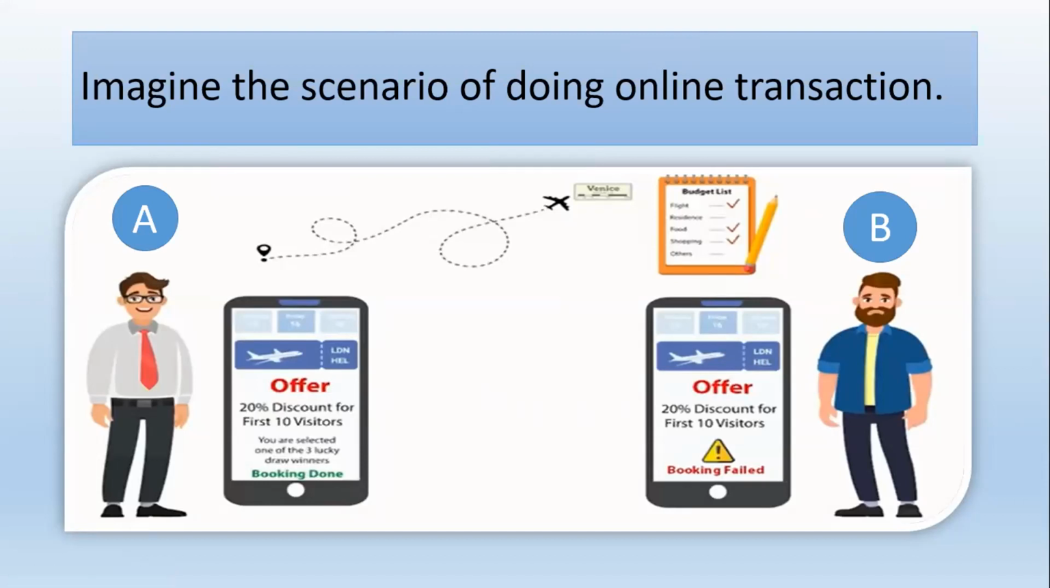B was surprised and asked A how he could make the transaction when B himself could not. To which A replied, "It's simple. I just use Bitcoin, a type of cryptocurrency." So the question here is, what is cryptocurrency?